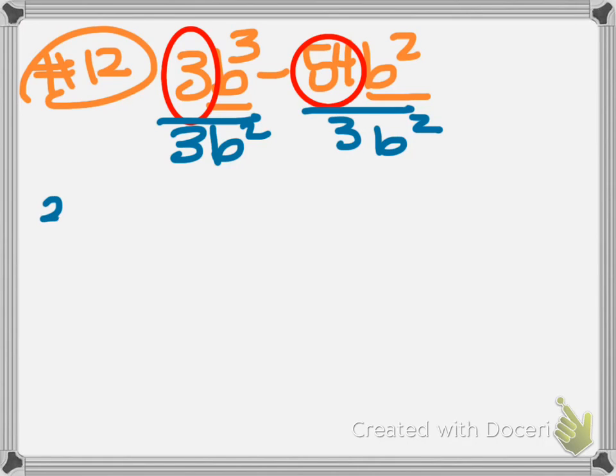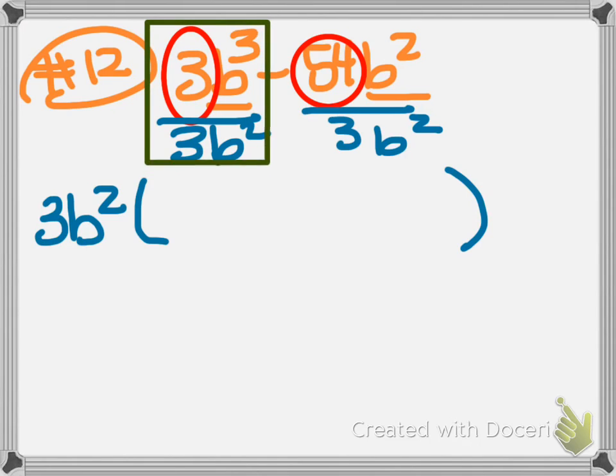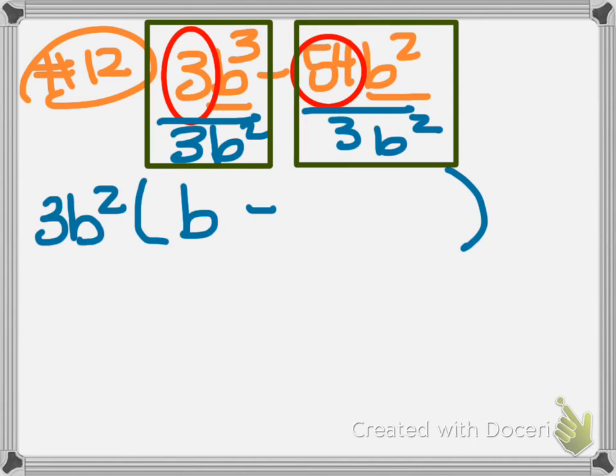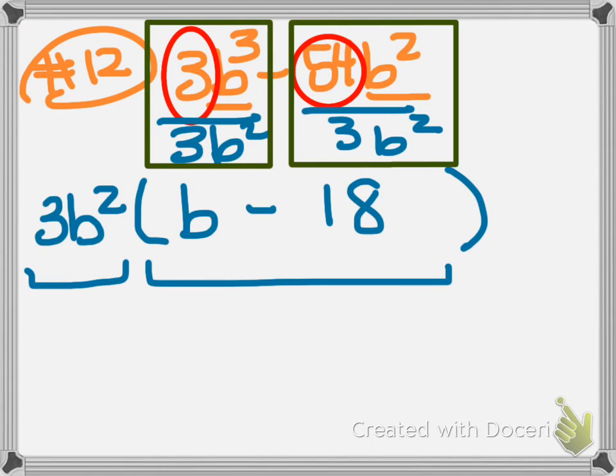I'll put that GCF out here, and I say, okay, well, what's left over? 3b cubed divided by 3b squared, we're left with a b, minus 54b squared divided by 3b squared, and that gives us 18. I now have my factor of 3b squared times the quantity of b minus 18. I cannot factor b minus 18 any further, and as a result, I'm done.